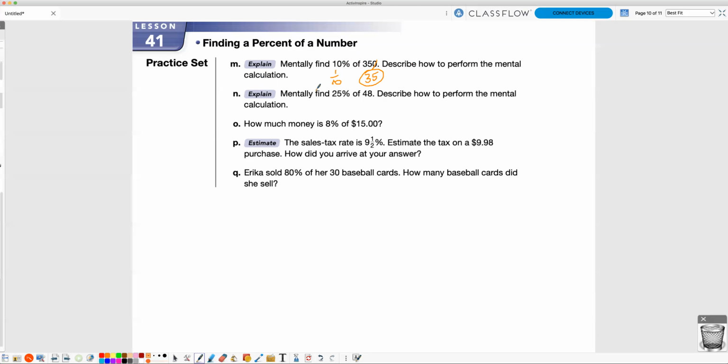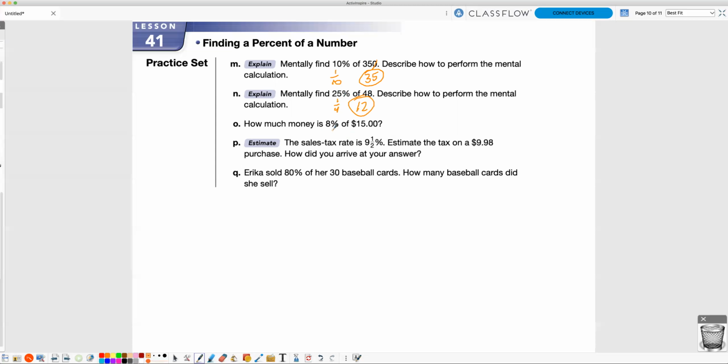Letter N, mentally find 25% of 48. Describe how to perform the mental calculation. So again, here's how I'd be thinking through this. I know this is 1/4 as a fraction. I know that means 1 times 48 divided by 4. 48 divided by 4 I know is going to be 12. So that'd be my final answer.